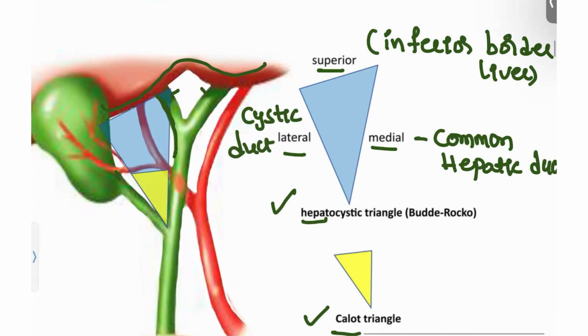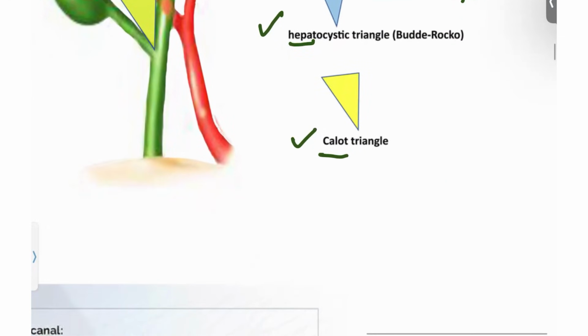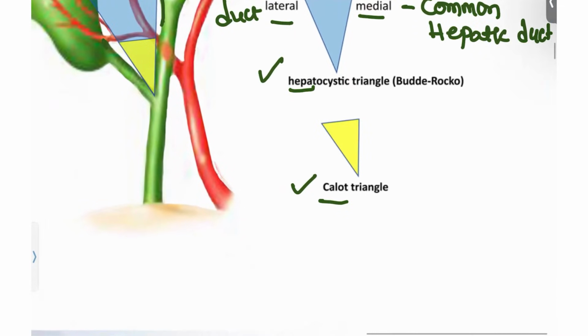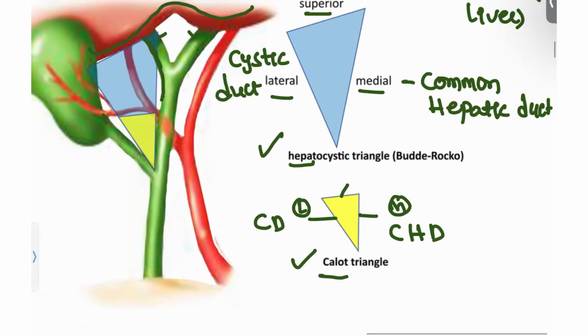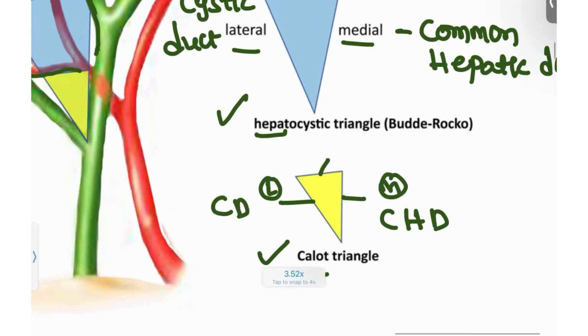Next, moving on to Calot's triangle. Same as here, Calot's triangle also consists of the cystic duct on the lateral side and the common hepatic duct on the medial side. Next, what about the superior border? Here on the superior border, you can clearly see the artery coming from the hepatic artery, that is the cystic artery, right? The cystic artery is present.